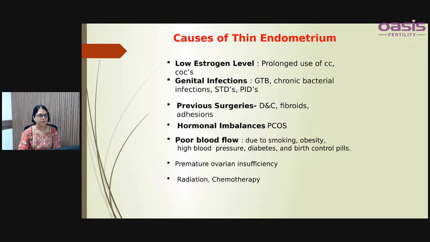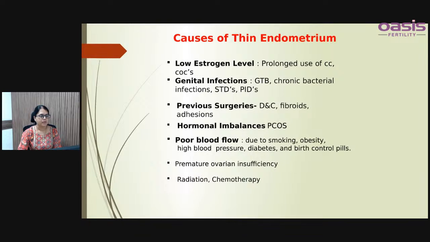Then genital infections like genital tuberculosis, chronic bacterial infections, sexually transmitted diseases, and pelvic inflammatory diseases are all causes of thin endometrium. These sometimes cause scarring in the endometrium. Other causes are previous surgeries, like D&C and surgeries for fibroids or adhesions. They damage the endometrium. If the damage is present in the basal layer of the endometrium, then it causes permanent thin endometrium. That is, it cannot be regenerated again.